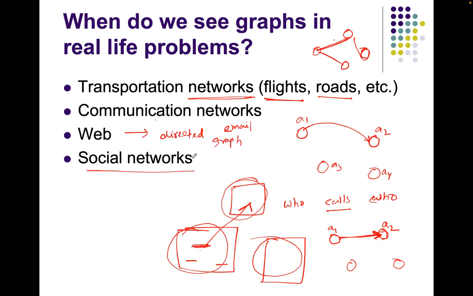Social network, we have actually talked about social networks. Depending on the problem, we might want to represent them using either a directed or undirected graph. If we are only concerned about friendship, we might want to use only an undirected graph. But if we want to use a following relationship, who follows who, then we might want to use a directed graph.